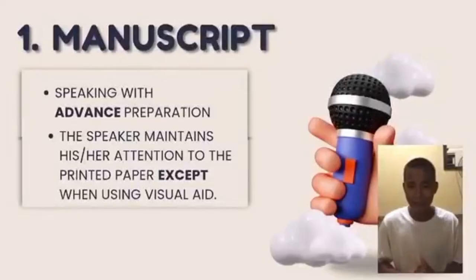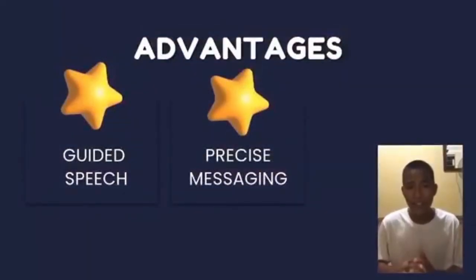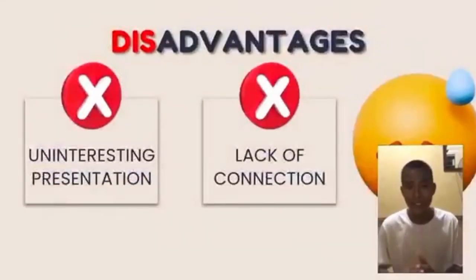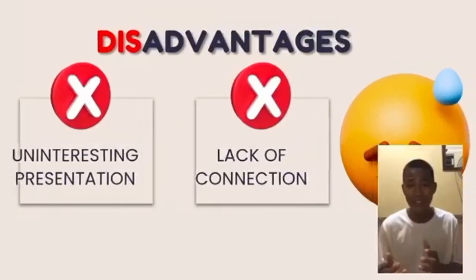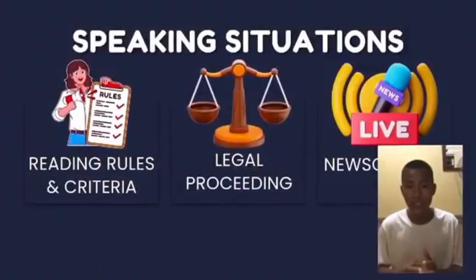First is manuscript. It is a speech with advanced preparation. The speaker maintains his or her attention on the printed paper except when using a visual aid. Its advantages are that it is guided and precise, so it helps control time and ensure the message is clear. But it can sound monotonous and may fail to connect with the audience. For speaking situations, it is common in formal settings like news reporting or legal proceedings.